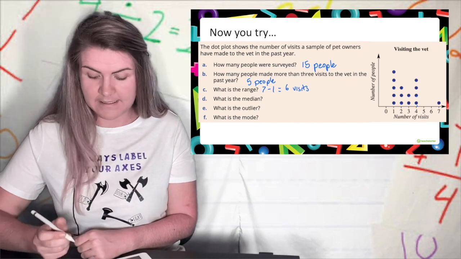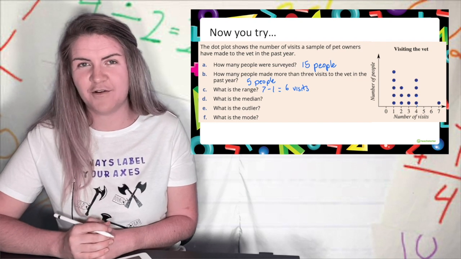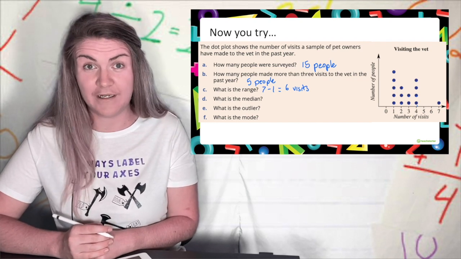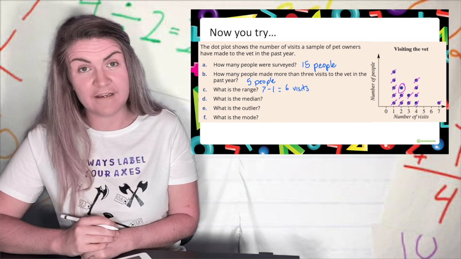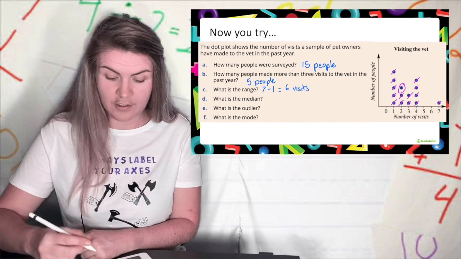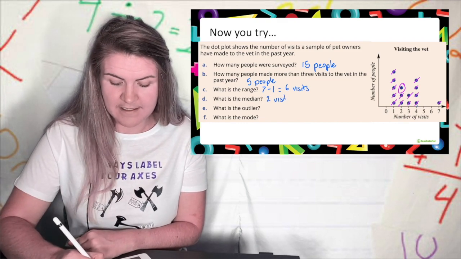D, what is the median? I'm going to cross off highest and lowest until I have only 2 left, or 1. I have only 1 left and it's in the 2 column, so 2 visits is the median.